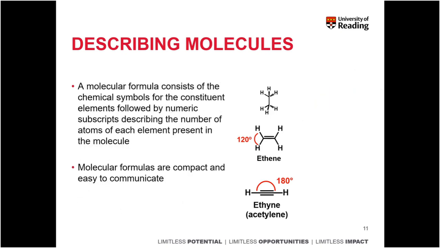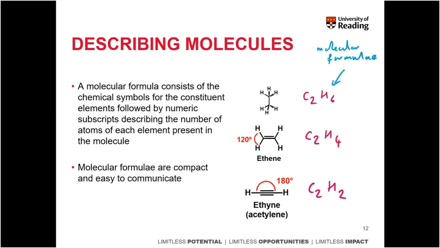A molecular formula, on the other hand, consists of chemical symbols for each of the constituent elements, followed by numeric subscripts describing the number of atoms of each element present in the molecule. Molecular formulas are compact and easy to communicate. The molecular formula for each of these compounds is shown on the right-hand side of the page here. For ethane, it is C2H6, so 2 carbon atoms and 6 hydrogen atoms. For ethene, the formula is C2H4, so this molecule is built up of 2 carbon atoms and 4 hydrogen atoms. And the molecular formula of ethyne is C2H2, 2 carbon atoms and 2 hydrogen atoms.